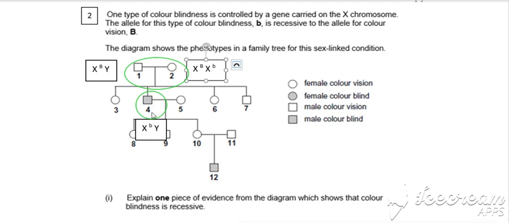therefore they must also carry that particular allele. Individual 4 has got the Y chromosome from their father, because that's the only place they can inherit it from, and they are male, so the X chromosome that carries the allele for colour blindness must have come from the mother. Therefore we can conclude that the mother must be a carrier. So individual number 2 must have been a carrier, or heterozygous, for that allele.